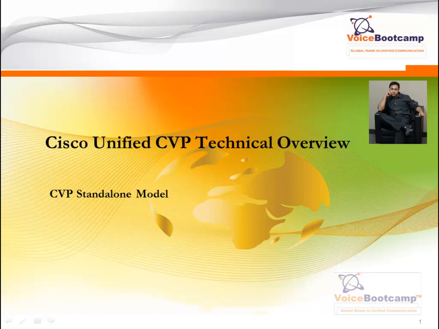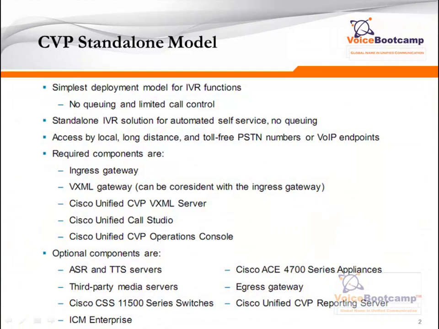In this particular module, I'm going to discuss the call flow standalone model. The standalone model is the simplest form of functional deployment that CVP supports. It provides organizations with a standalone IVR solution for automated self-service applications. A caller can access the CVP either from a local, long distance, or toll-free number terminating at the ingress gateway of CVP.